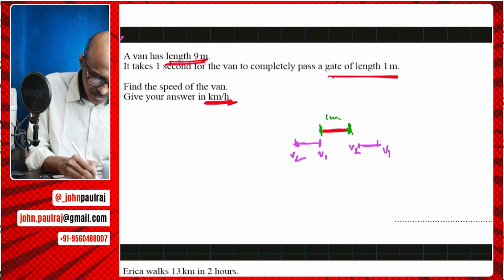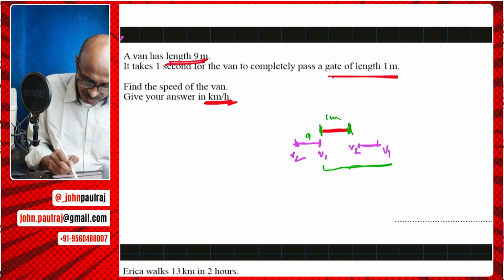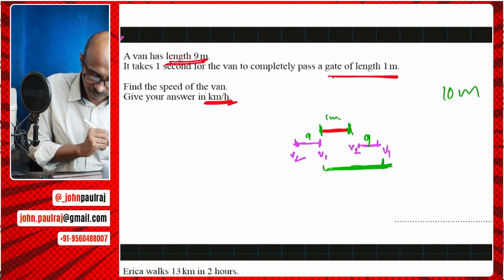So what's happened is the length of the van, I'm looking for another color, is what? 9. So that's 9 and that's 1, which means the total distance to be covered is this much, right? So that's 1 and 9. The total distance that needs to be covered is 10 meters. So 10 meters is what we're looking for.